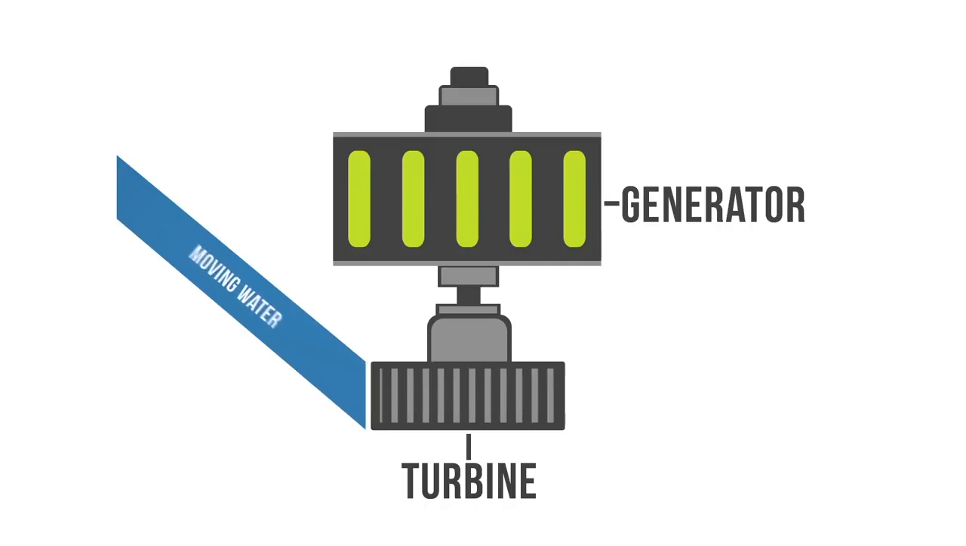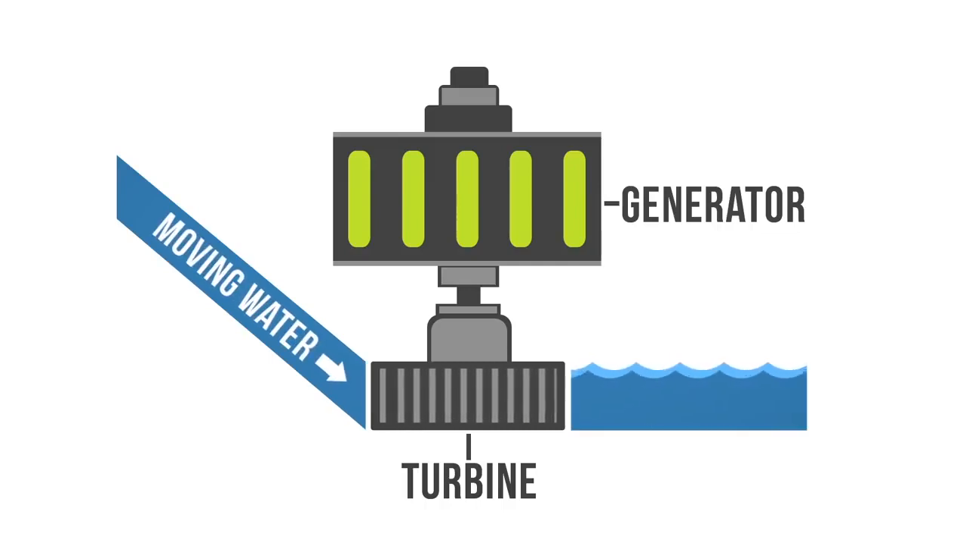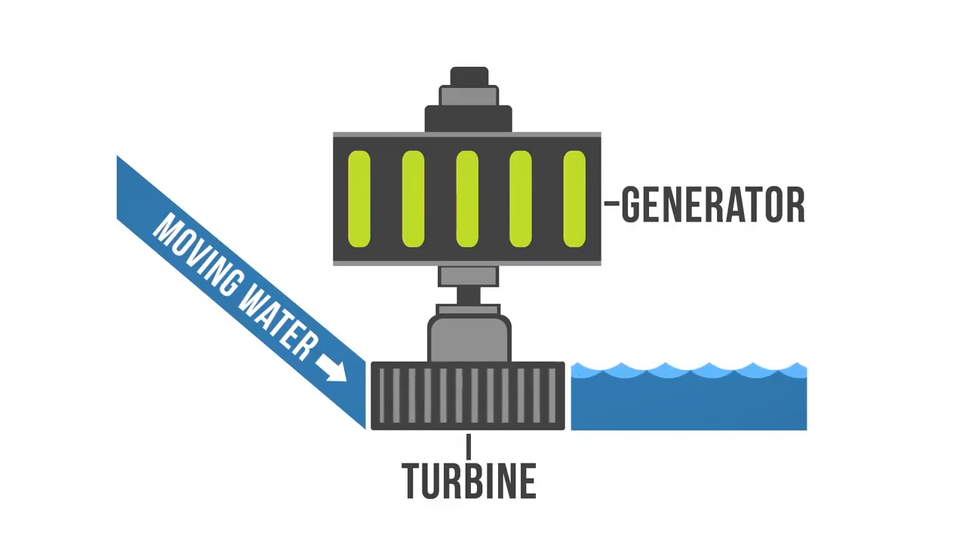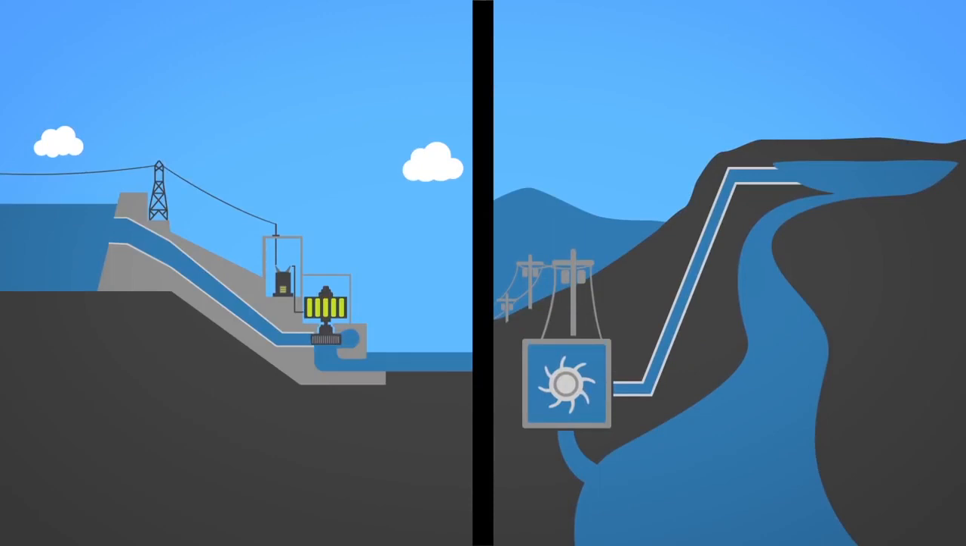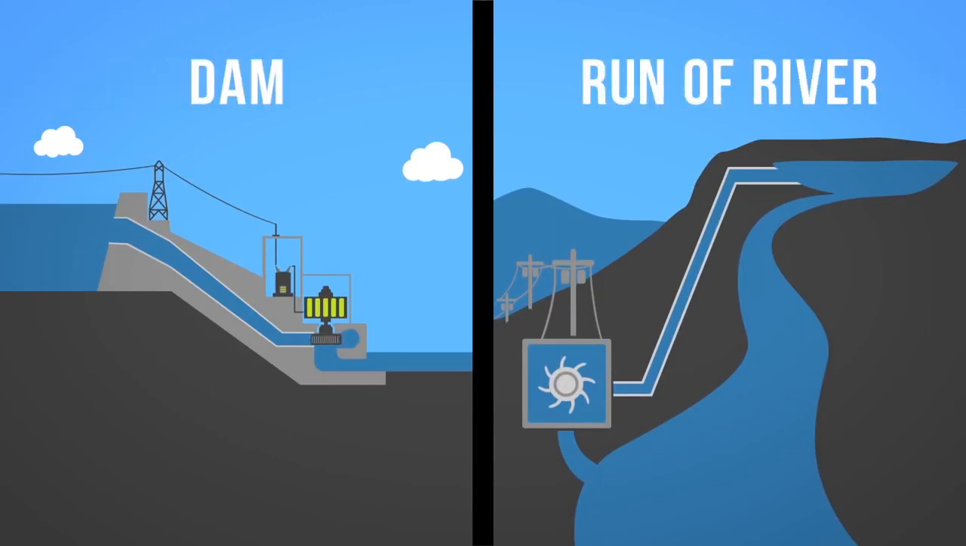The mechanical energy created by moving water spins rotors on a turbine. This turbine is connected to an electromagnetic generator which produces electricity when the turbine spins. There are two main types of hydroelectricity production: dams and run-of-river.